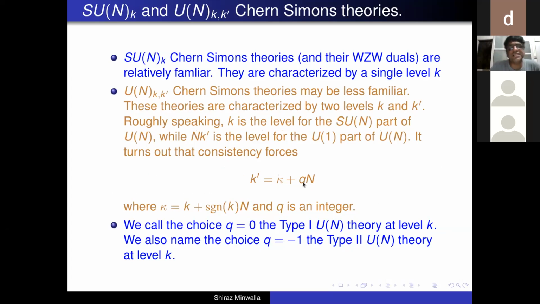We are going to be interested particularly in two values of this Q. The first value of this Q is Q equals 0. In this case, the kappa here, by the way, is the shifted level, K plus sign K times n. And the choice Q equals 0, we're going to call type 1. So every time we choose Q equals 0, we call this the type 1 UN theory. Another choice is also of interest to us. That's Q equals -1. This we're going to call the type 2 UN theory. Both of them, we're going to call them at level K. What that means is that the SUN part is level K and the U1 part is determined from that by these formulas.